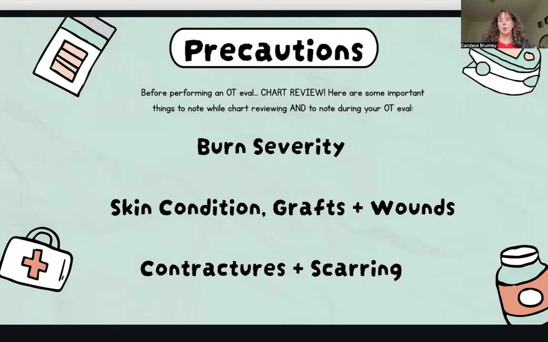These are some of the precautions that we would need to keep in mind before evaluating a child that has a burn injury. We need to do a chart review, of course, note the burn severity, and as I was talking about that chart earlier, understand their total body surface area that's affected. We need to know what their skin condition is currently like, if they have any skin grafts, where they are, where their wounds are, and if they currently have any contractures or scarring.